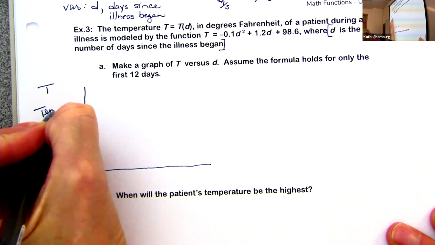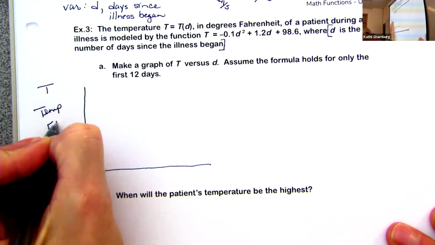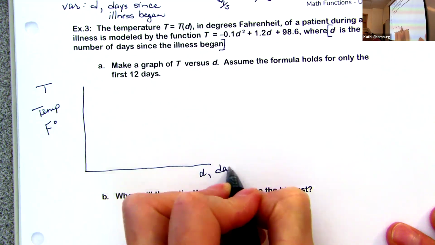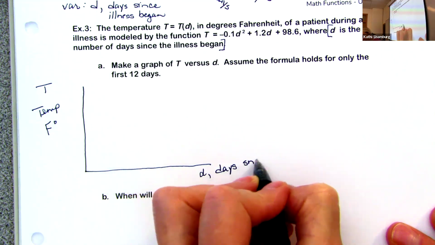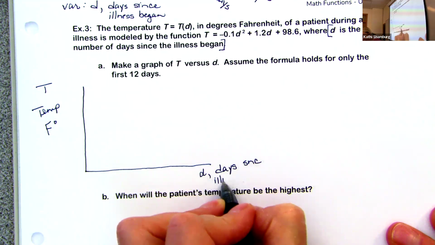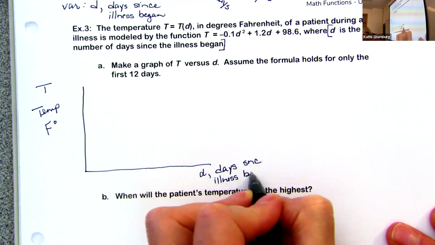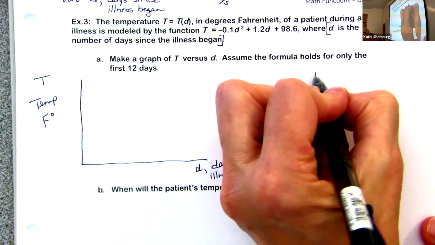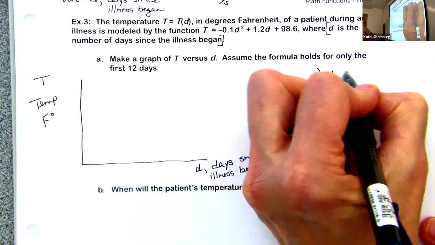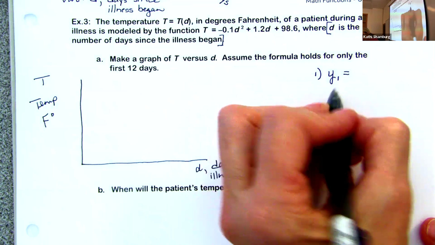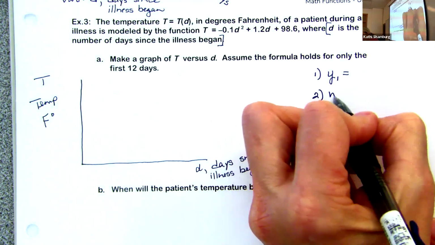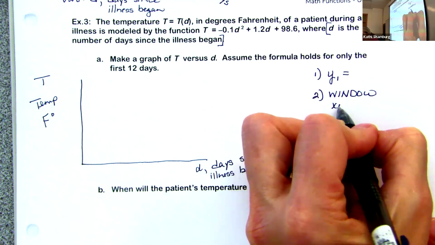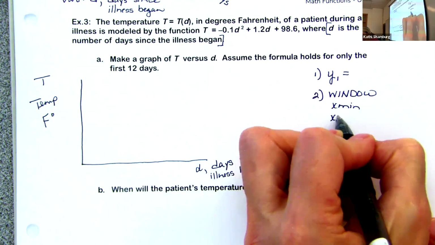That's cool. So temperature in Fahrenheit degrees. D, days since illness began. All right, so we know that we're going to go to Y1 equals and enter the equation. We're going to go to window. Anybody found the min and the max?